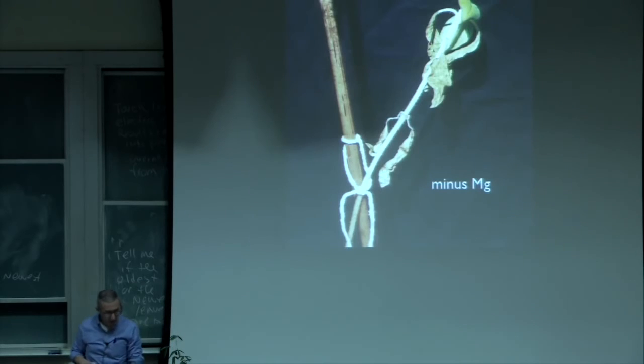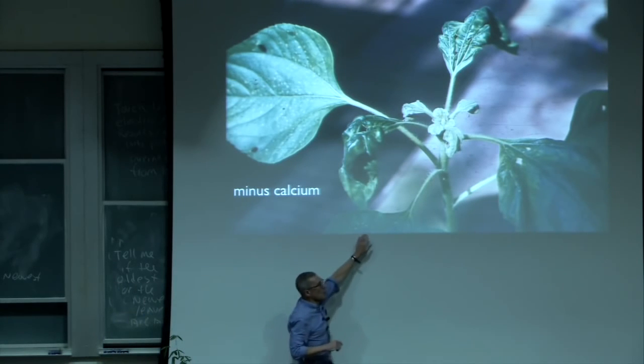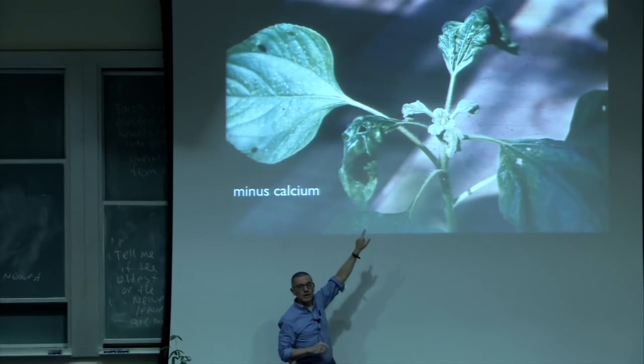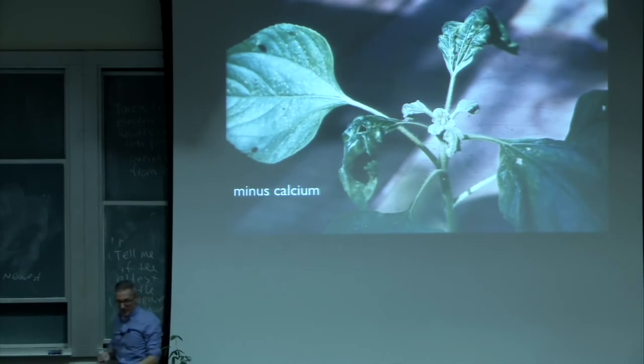Here is another one. This is minus magnesium. Again, the older leaves look crummy, and the newer leaves look fine. Here's an example now of minus calcium, which I talked about before. The calcium, once it's incorporated into the older leaves, cannot move. And so it is the newer leaves which are being produced which have very big defects in them. And calcium is an immobile element.